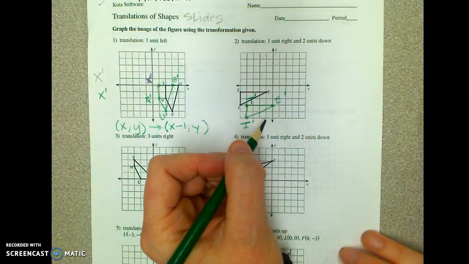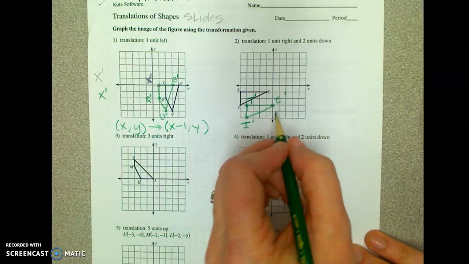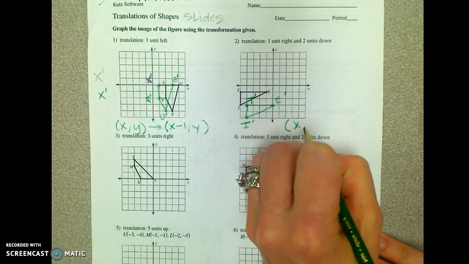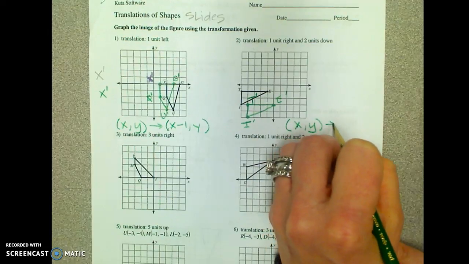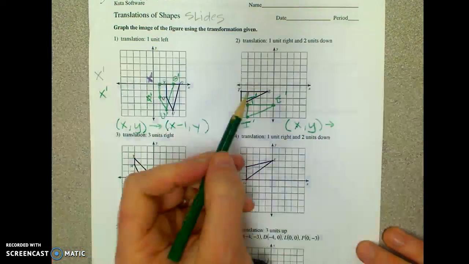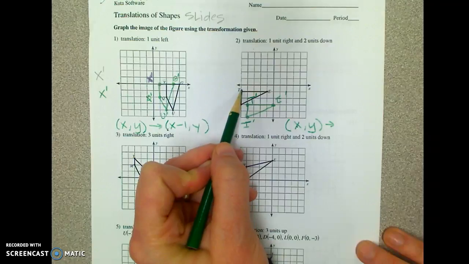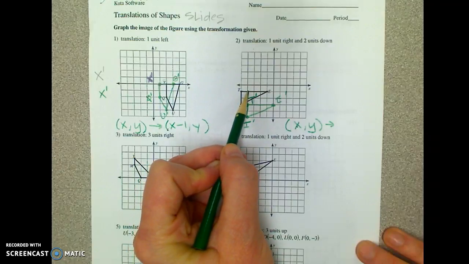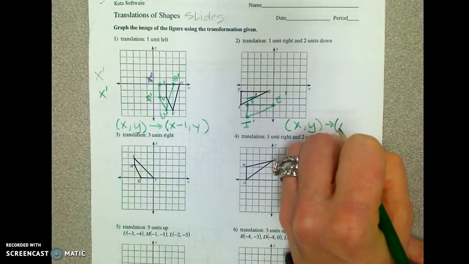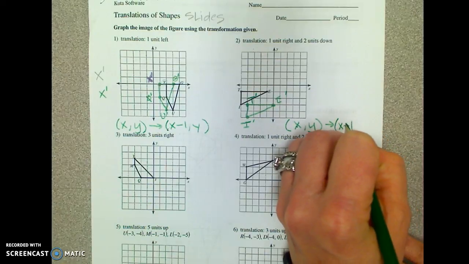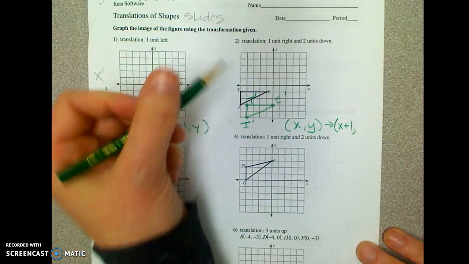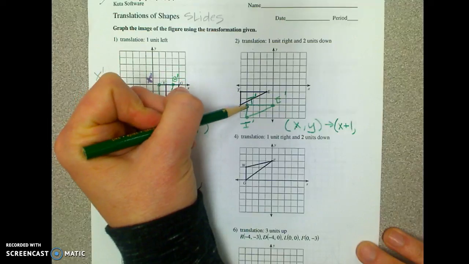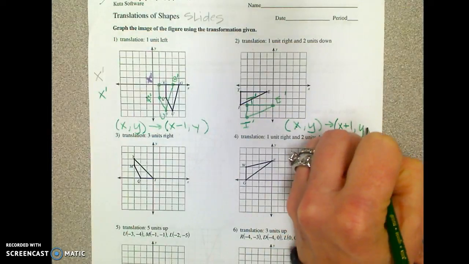I'm going to now write my arrow notation. So I'm going to write x, y, draw your arrow, and then what happened to x? If we started here and we moved 1 to the right, then x increased by 1. So I'm going to write x plus 1. And then what happened to y? Well, I went down 2 units, so I'm going to write y minus 2.